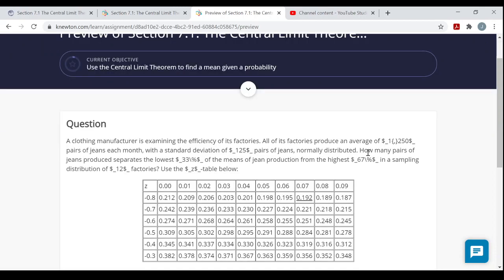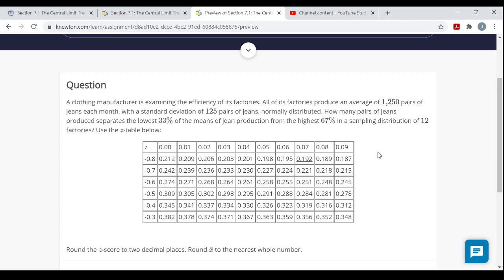All right, so here's a similar problem. This time, a clothing manufacturer is examining the efficiency of its factories. All of its factories produce an average, the mean of the population, 1,250 pairs of jeans each month, with a standard deviation, sigma, of 125 pairs of jeans, normally distributed, so the original population is normally distributed. So the central limit theorem will apply here, no matter what size of sample I'm taking. How many pairs of jeans produced separates the lowest 33% of the means of jean production from the highest 67% in a sampling distribution of 12 factories? So the sample size is 12 here.